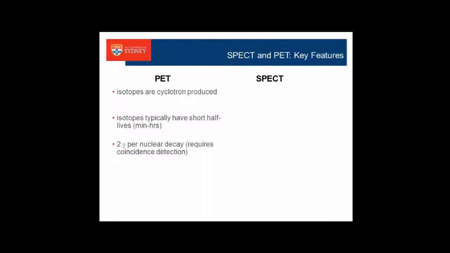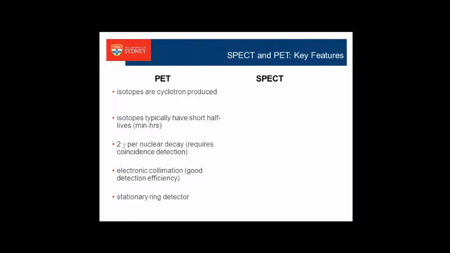And that also means that we can use electronic collimation. So that'll become apparent in a moment as well, what we mean by that term. And that gives us very good detection efficiency. And PET typically uses a stationary ring of detectors surrounding the subject.